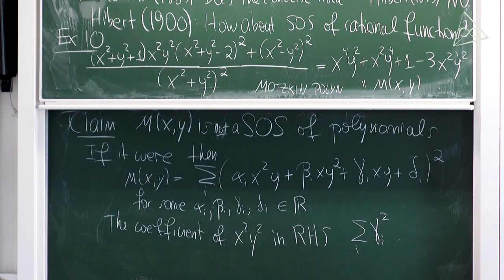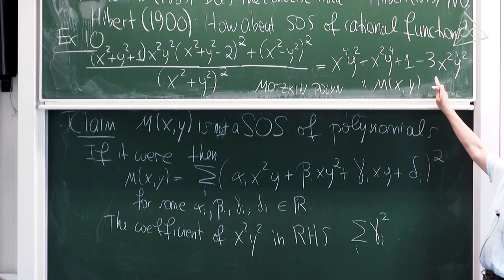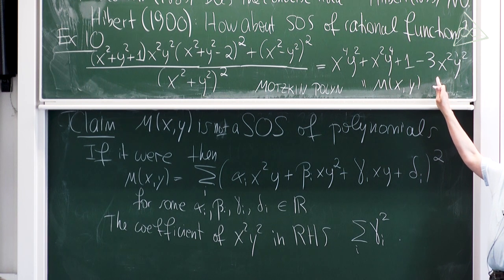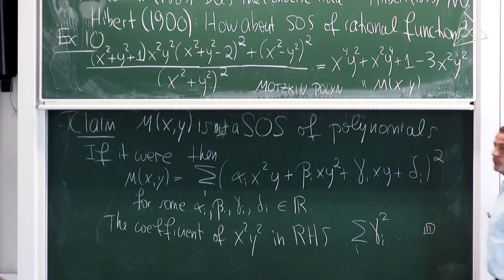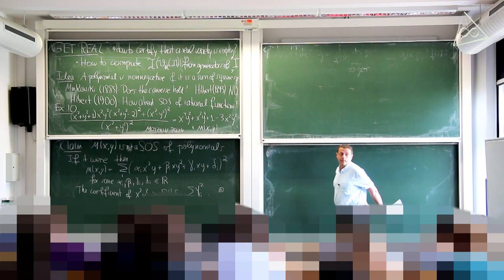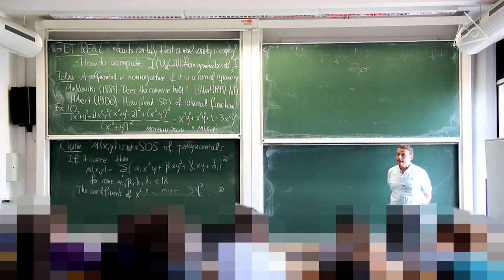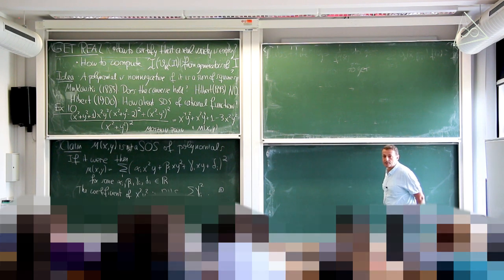Now, this real number, whatever it is, is a non-negative real number. On the other hand, on the left-hand side, it's negative 3. Negative 3 is not a non-negative real number, so this completes the proof, okay? So by looking at the monomials that can occur, we see that this is not a sum of squares of polynomials, but I've exhibited it to you as a sum of squares of rational functions.